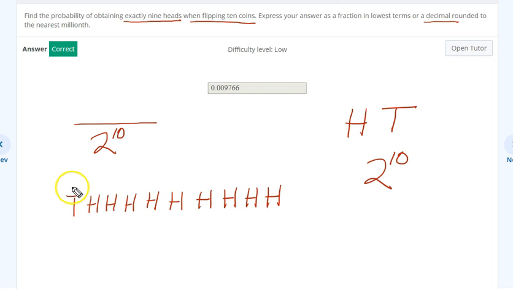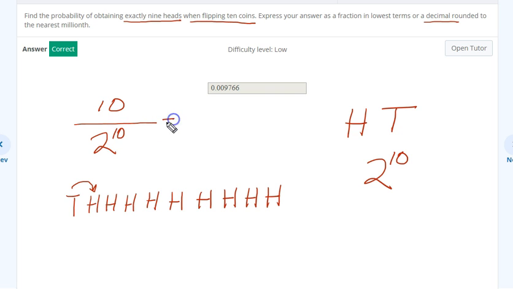Now, I can move this tails to this position and the heads to that position. And as I go through it, that T can be in 10 different positions, right? So what is the possibility of having 9 heads and 1 tail? Well, there are 10 possibilities. And then that is your answer.